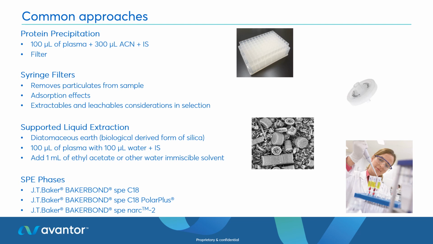The way that this would work is that you would mix some of your sample, some of your plasma sample with water, add some internal standard, apply it to the cartridge of diatomaceous earth, and then add 1 ml of some form of water immiscible solvent. In this case, we've exemplified ethyl acetate.